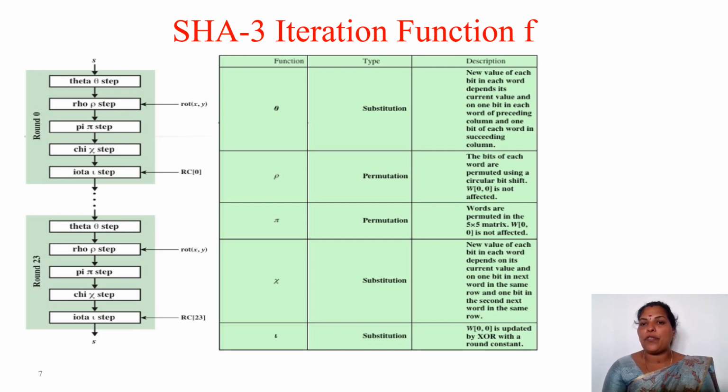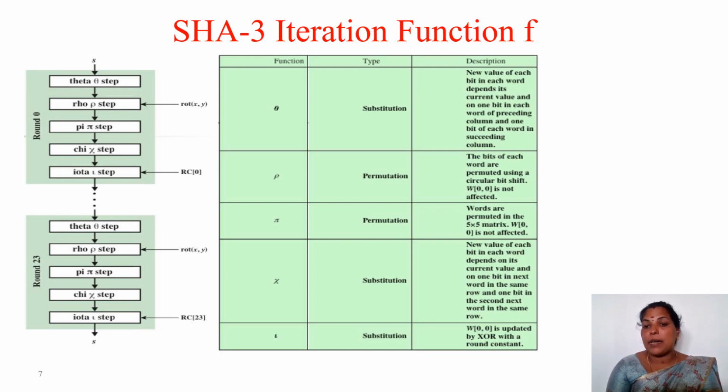Here the new value of each bit in each word depends on its current value, and on one bit in each word of the preceding column and one bit of each word in the succeeding column. One substitution step we are applying in this theta step, and in the row step it is a permutation. Then in the pi again we are using a permutation. Then in the chi we are using the substitution, and in the iota we are using the substitution.